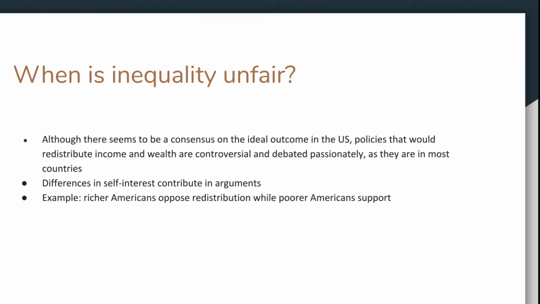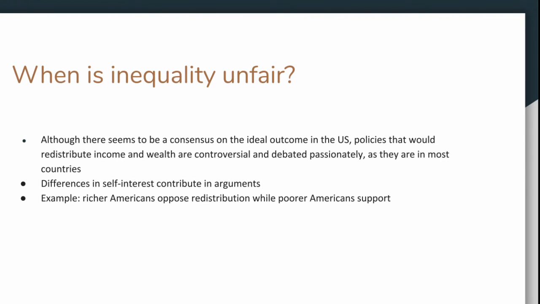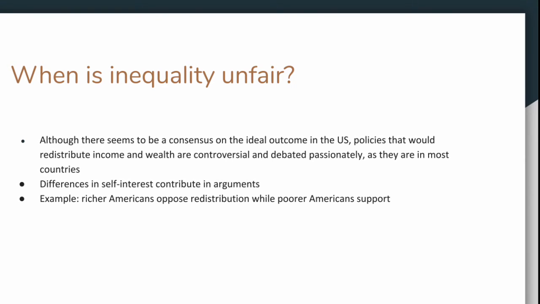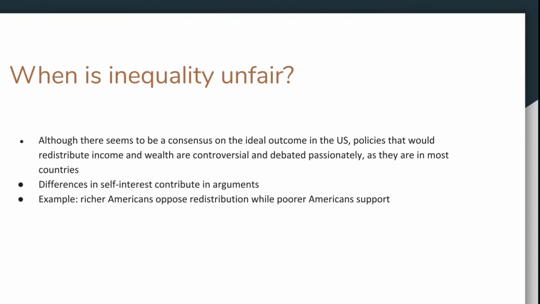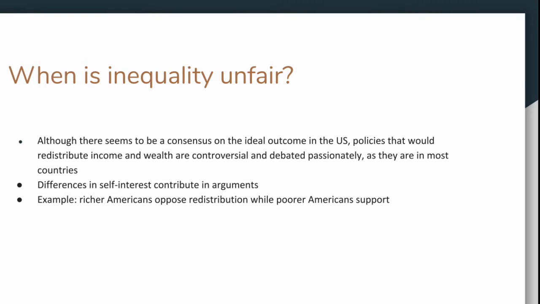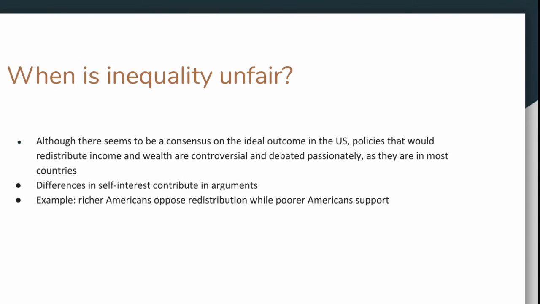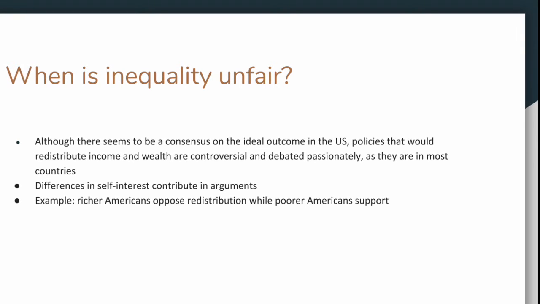The second bullet point says differences in self-interest contribute to arguments, which means that self-interest is basically your own interest. So self-interest is going to be a huge contributor in arguments. For example, richer Americans oppose redistribution while poorer Americans support it. This is a great example of self-interest. The richer have a self-interest in opposing redistribution and not giving money to the poor side, while poorer Americans want to gain more money.